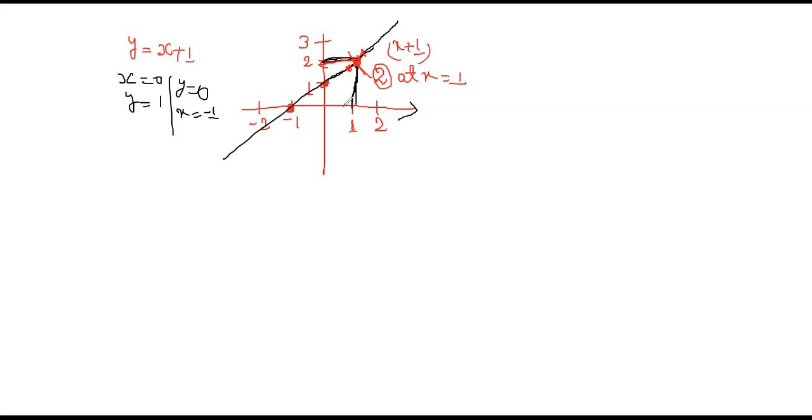Now, from the graph, can you say that it is also continuous at x is equal to 0? Sorry, it is the limit at x is equal to 0, because when you put x is equal to 0, it will be 1. So y equals 1. This is known as limit. Okay?